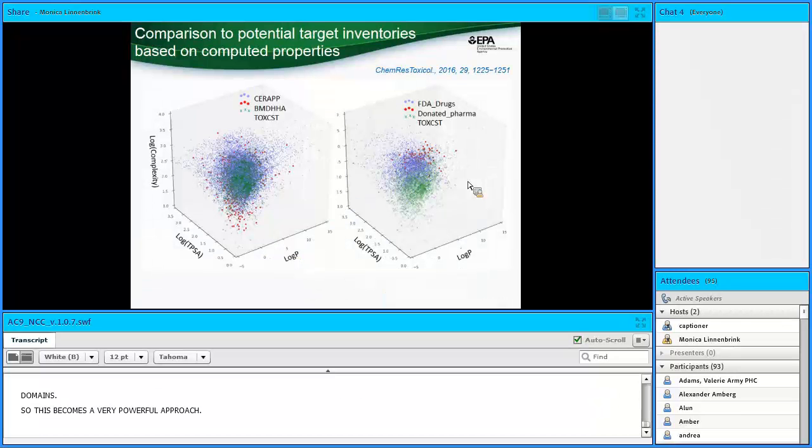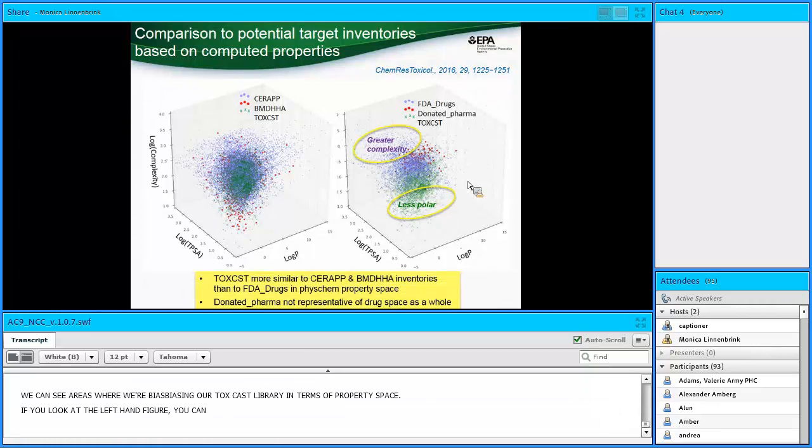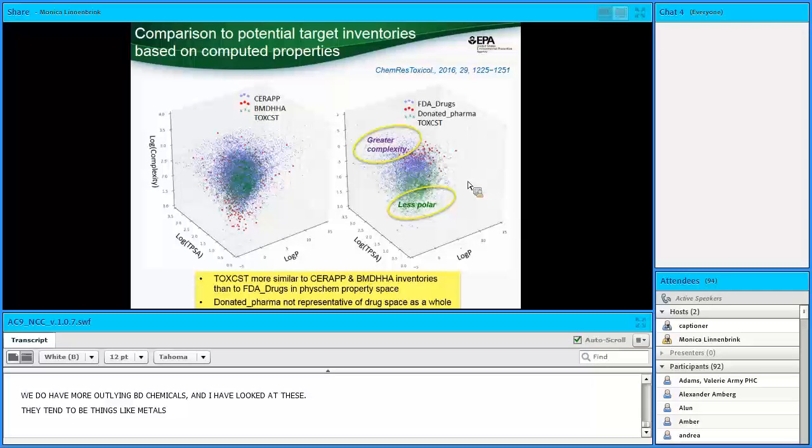The next slide, in addition to local features, we've looked at global physical chemical properties to compare these inventories, just to see if we can see areas where we're biasing our ToxCast library in terms of property space. If you look at the left-hand figure, you can see that SARAP and the risk assessment data set, the shape, the size, the extent of the figure on the left appear somewhat similar. We do have more outlying BMD chemicals, and I have looked at these. They tend to be things like metals and organometallics and very small organics, which we know we're not covering well, but they are data-rich chemicals.